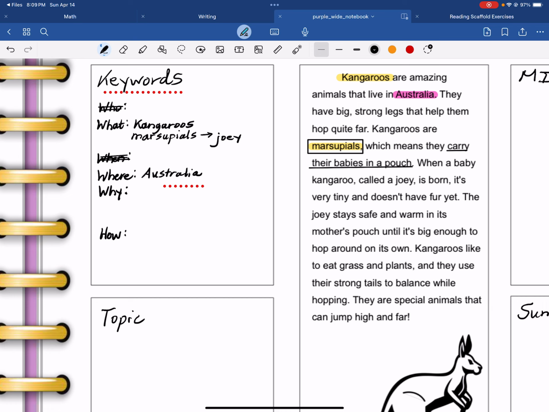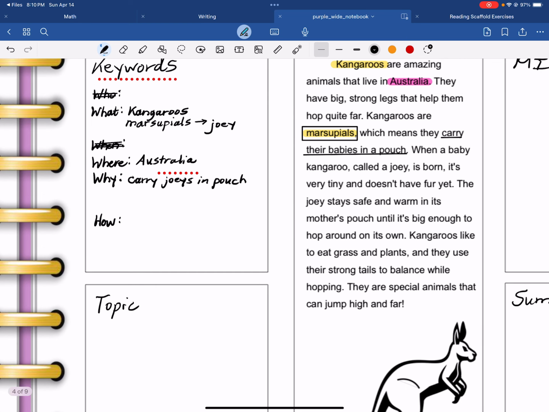Why? This one's a little tricky, but why are they called marsupials? That's a why. Why are they called marsupials? They carry babies, and those babies are called joeys, in a pouch. And this is not like a pouch, a purse, or a backpack. This is a pouch on the kangaroo herself. So the mother kangaroos carry their babies in pouches.